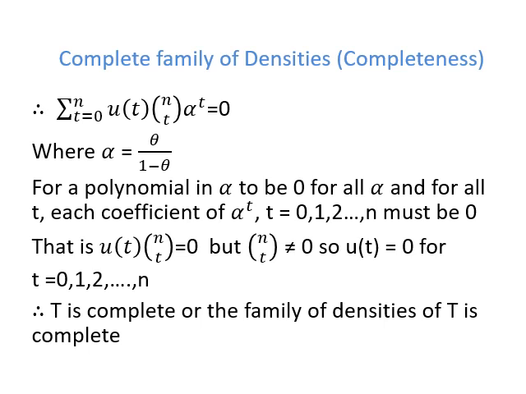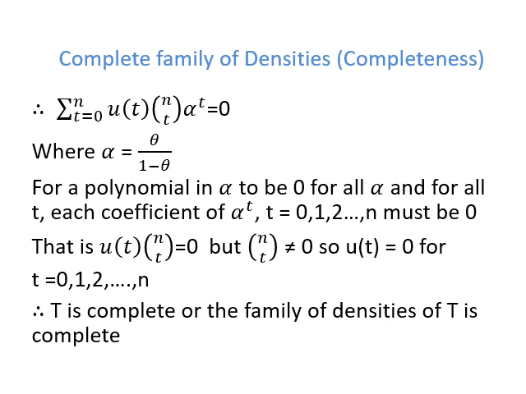In order for this polynomial to equal 0 for all alpha, it has to be that the coefficients are equal to 0. So we must have that u(t) n choose t equals 0 for all values of t. Notice now that n choose t can never be equal to 0. So this means that it has to be that u(t) equals 0 for all t.